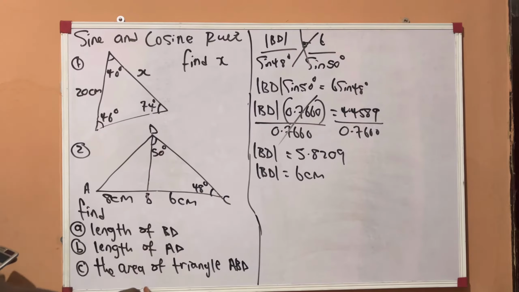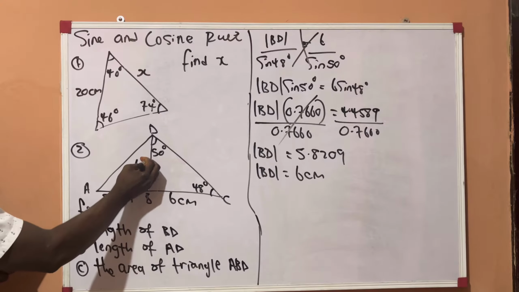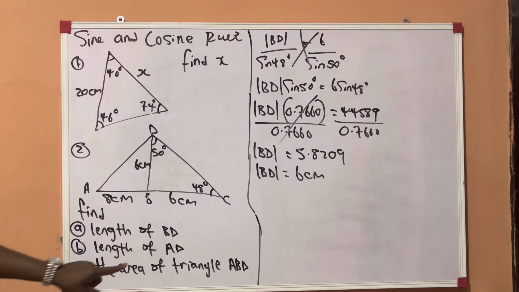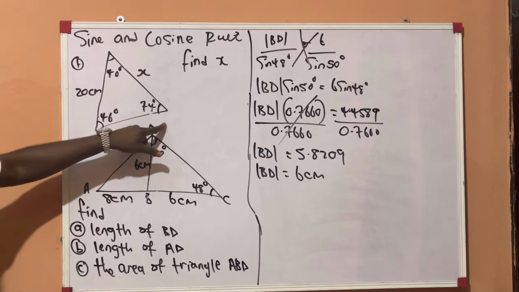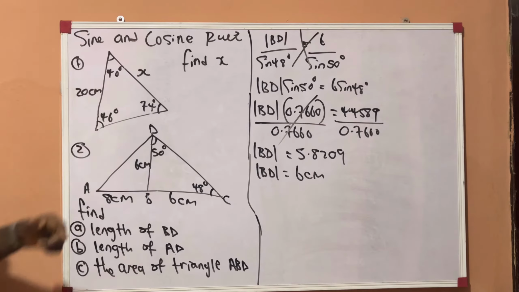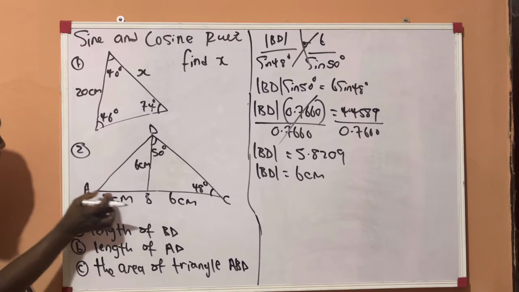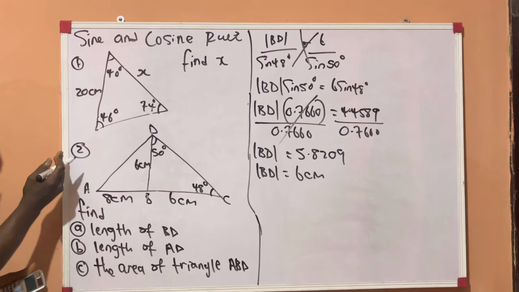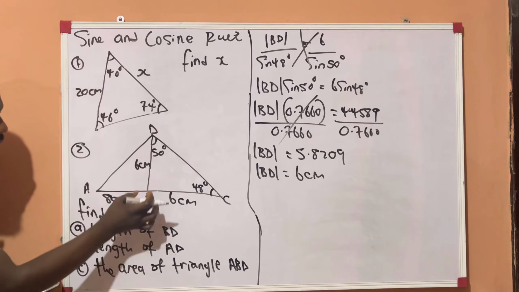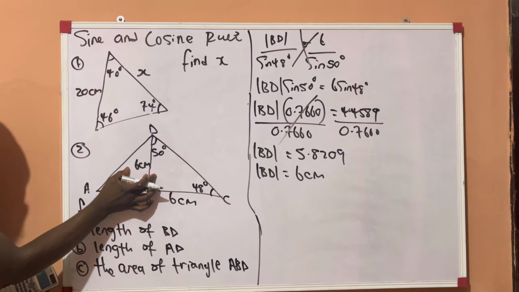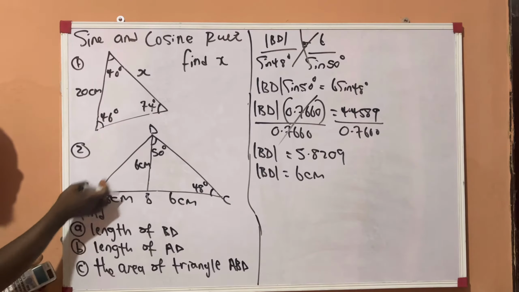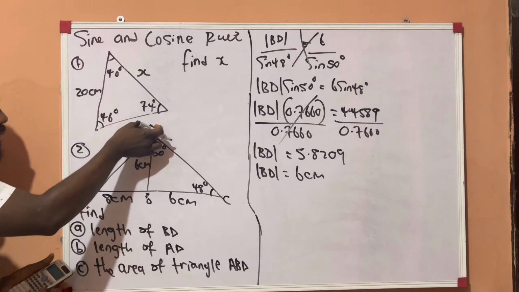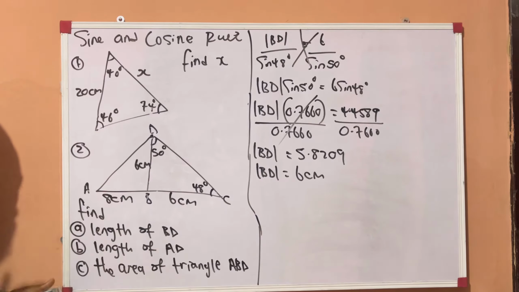Now if here is 6 centimeters, don't forget we are also told to look for line AD. This is the length of AD. If you take a look at triangle ABD, which is this triangle here, we know length AB to be 8 centimeters and length DB to be 6 centimeters. But now we are told to look for this other line.